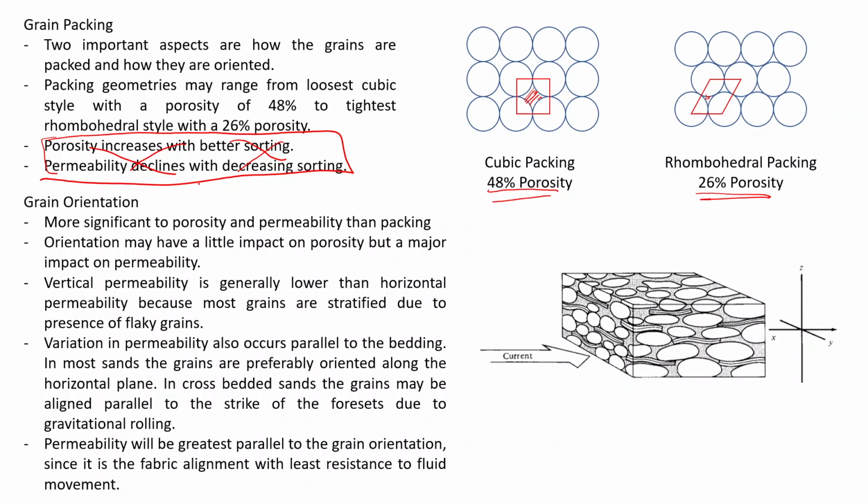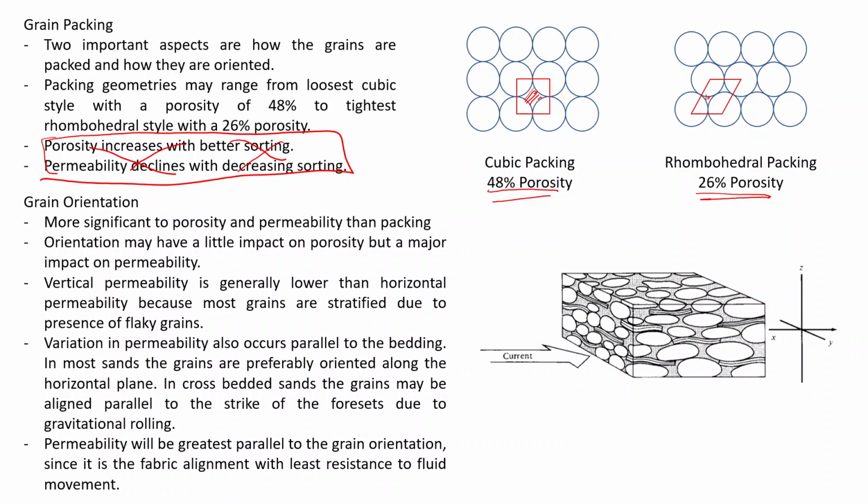Once we talk about the grain orientation, remember that it is not only the packing but also how the grains are oriented that is very, very important. They both form a very important aspect of the grain fabric. The grain orientation is more significant to porosity and permeability than packing. The orientation may have little impact on porosity, but it has a major impact on permeability.